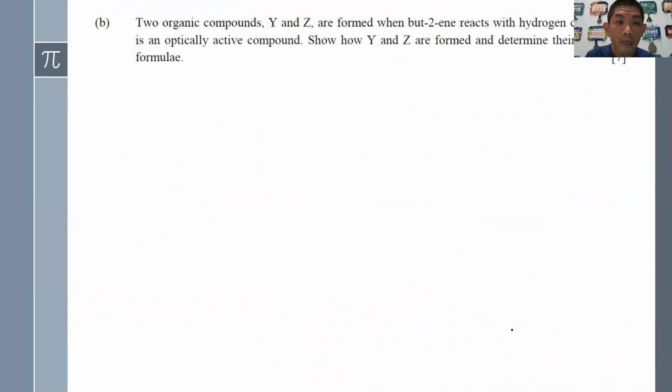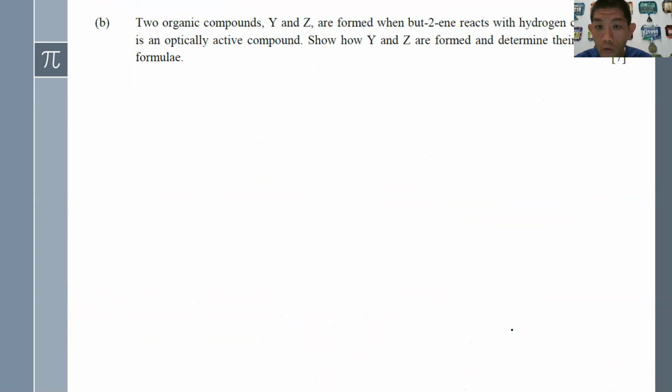Immediately we go to 3B. Two organic compounds Y and Z are formed when but-1-ene reacts with hydrogen chloride, where Y shows an optical active compound. Actually, it's but-1-ene. I'm so sorry for the last minute changes, but it's actually but-1-ene.